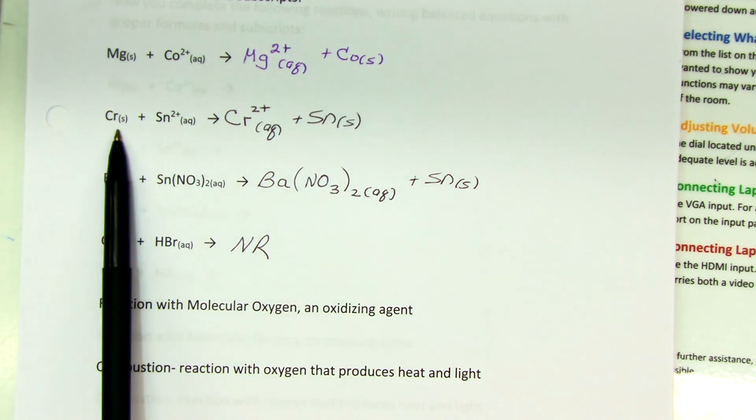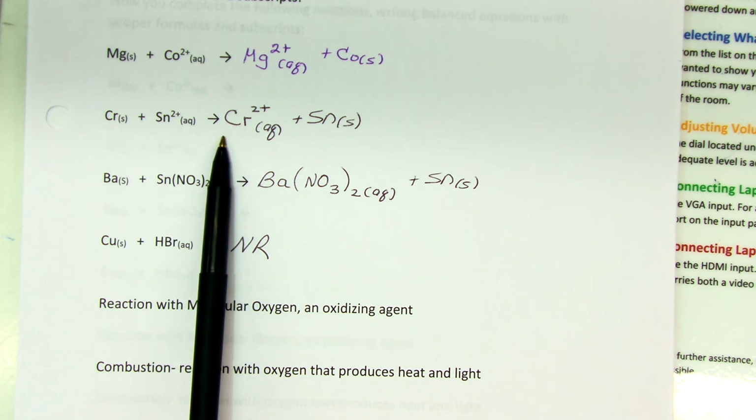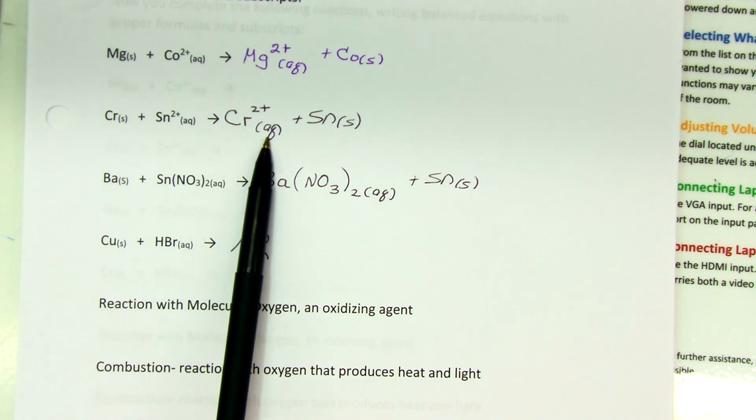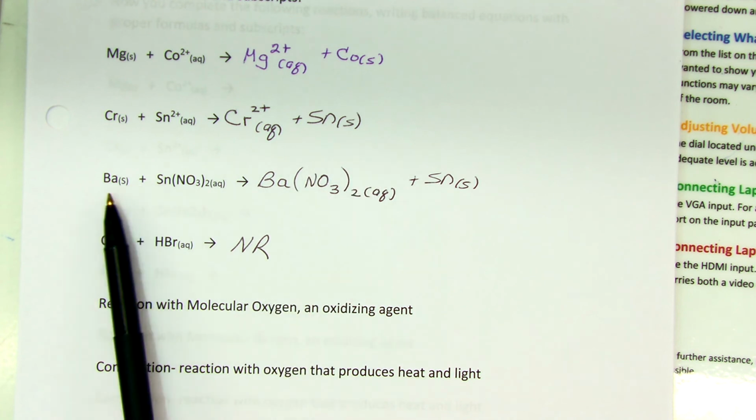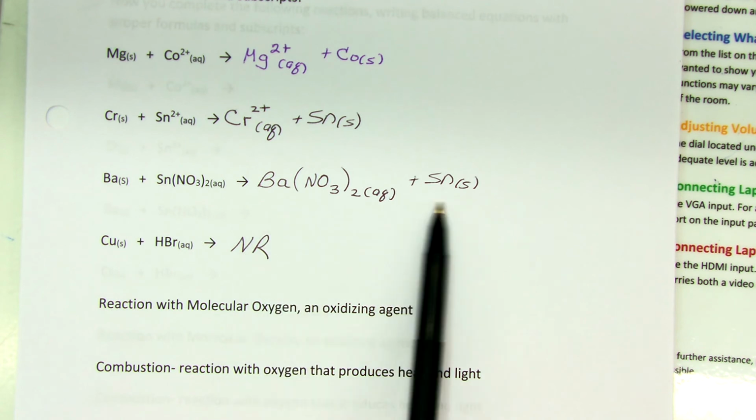We have chromium reacting with tin 2. Chromium can be a 2 or 3, but out of ease, we just make it chromium 2 plus tin. Barium plus tin 2 nitrate gives barium nitrate and tin solid.